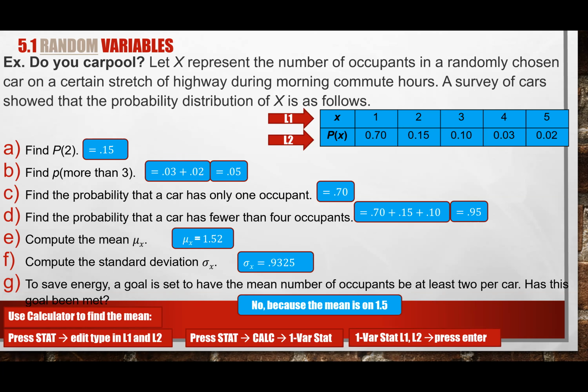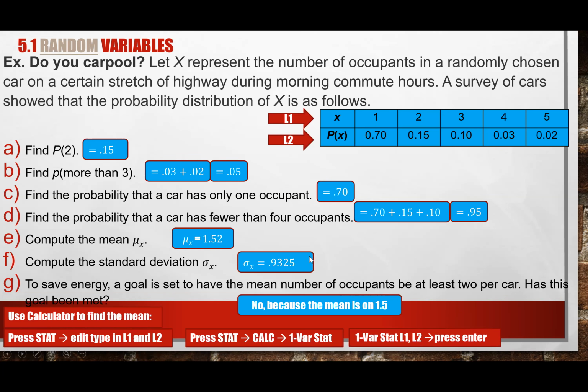Because the mean that we calculated is 1.52 to be exact, or about 1.5, meaning it is somewhere between 1 and 2, right? Sometimes you have 1 person, sometimes you have 2 people, but we don't always get 2 people. And here they ask for at least 2, meaning you have to have 2 people or more, right? Because we have fewer than that, we have not met that goal.